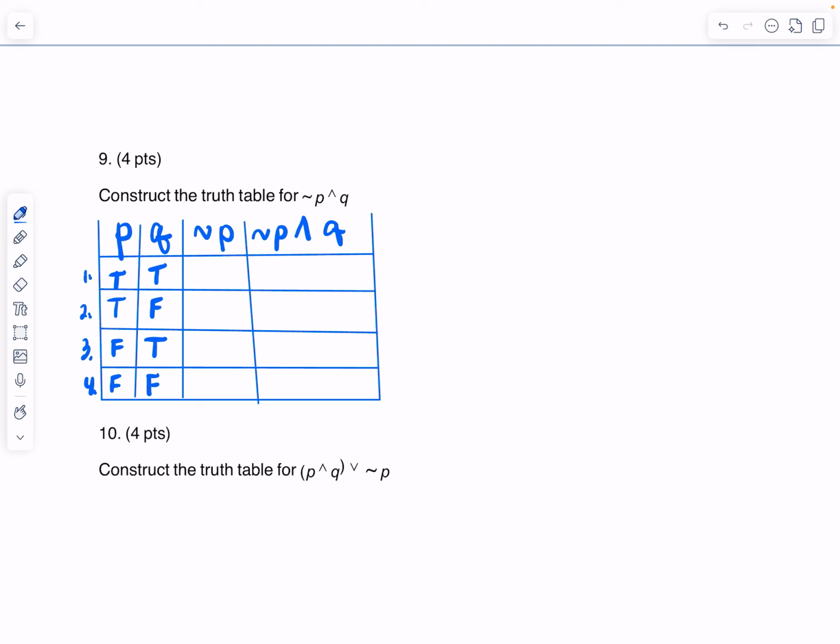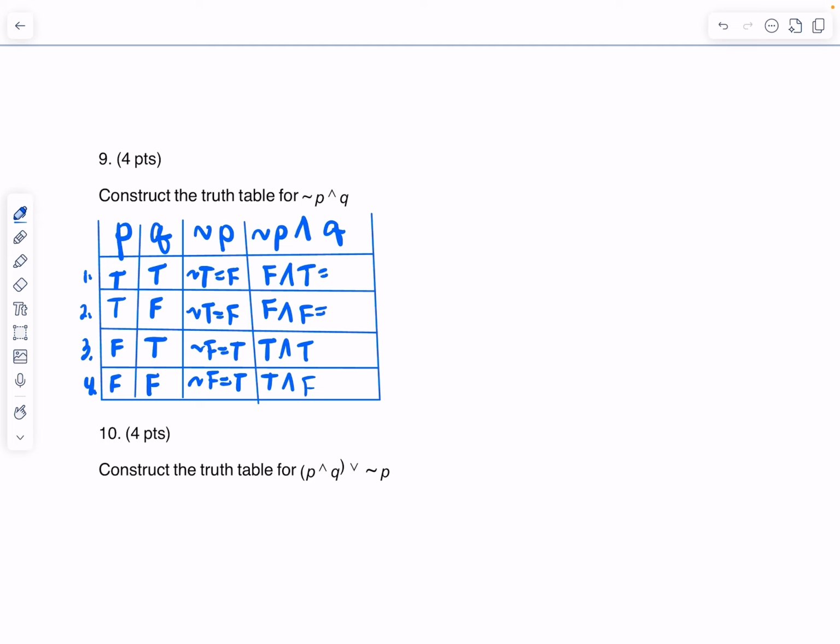So I'm going to negate P. So negation of true is false. Negation of true is false. Negation of false is true. Negation of false is true. All right, now what I just got, which was false, false, true, true, I'm going to put here for negation of P, and I'll do the and symbol. And then I'm going to do the Q column, which is true, false, true, false.